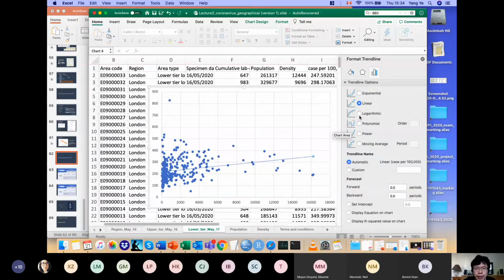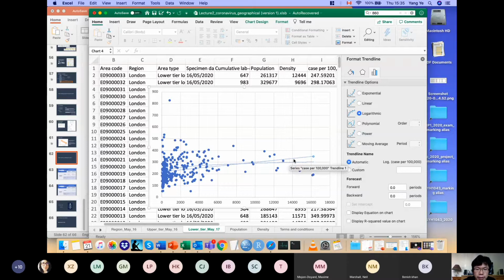We are forcing it to be linear, but we can try other kinds of options. It might be the case that they have an exponential relationship instead of a linear relationship, right? They might also have a logarithmic or polynomial relationship that might fit better.